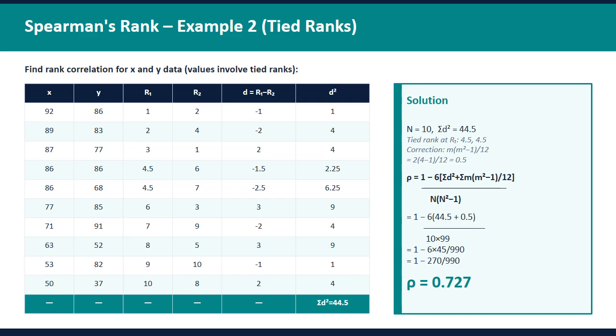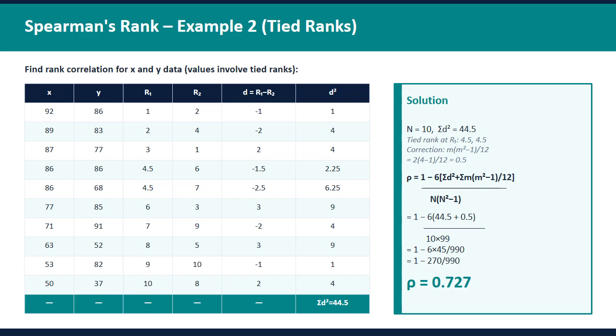D is nothing but R1 minus R2, and then we are going to find D square. So in this question, the value of summation of D square is equal to 44.5. Now, since this question involves tied rank, the formula we are going to apply is rho equals 1 minus 6 into [summation of d square plus summation of m into (m square minus 1) divided by 12], the whole divided by n into (n square minus 1).